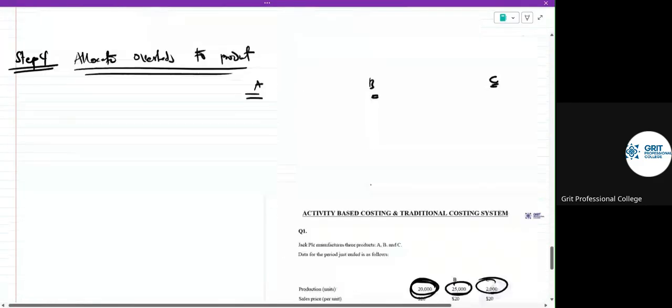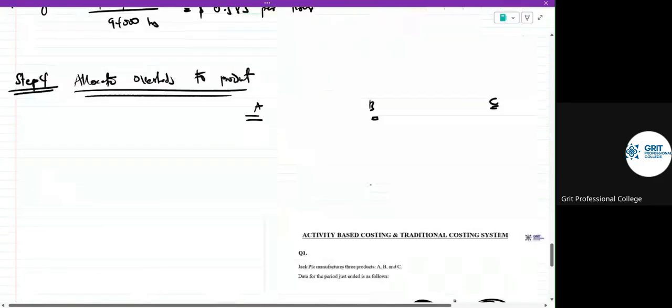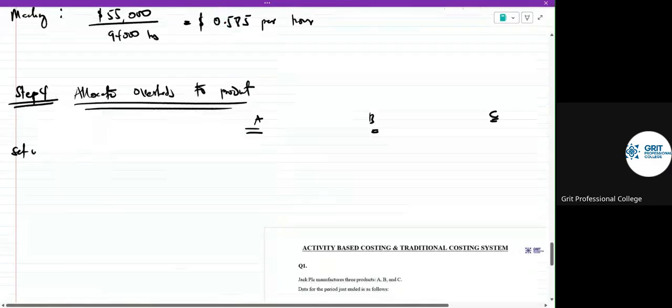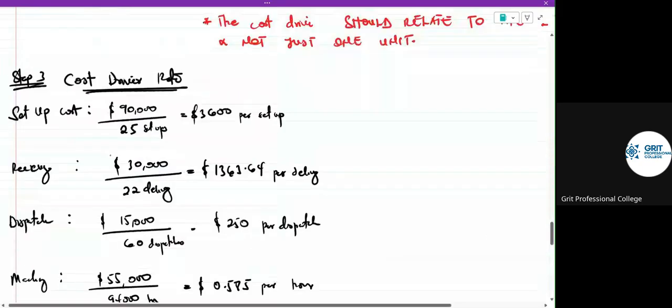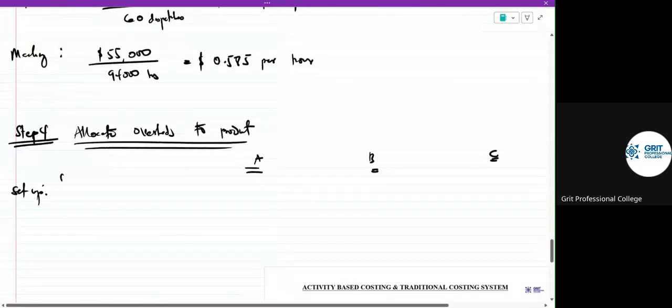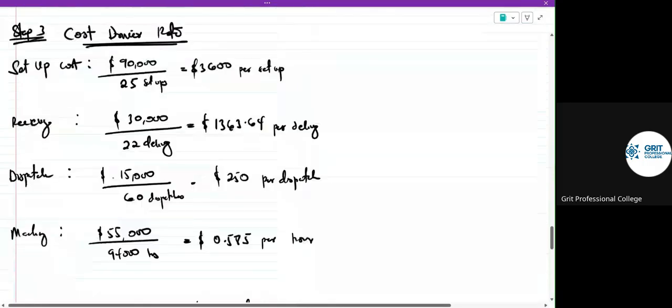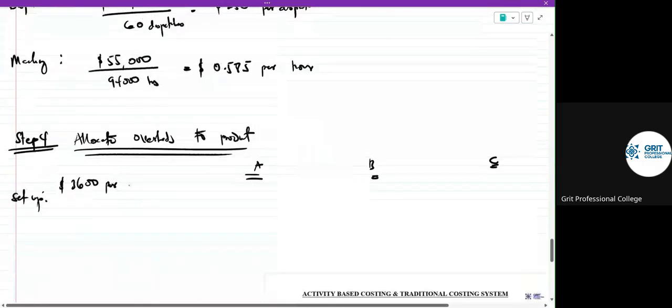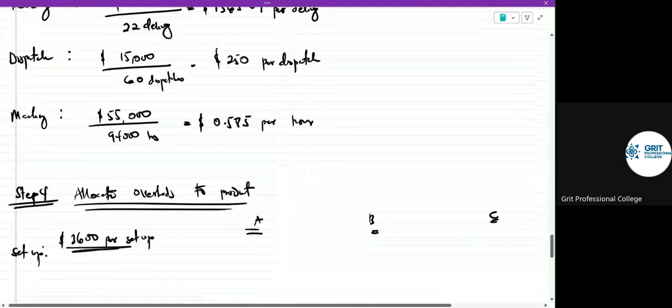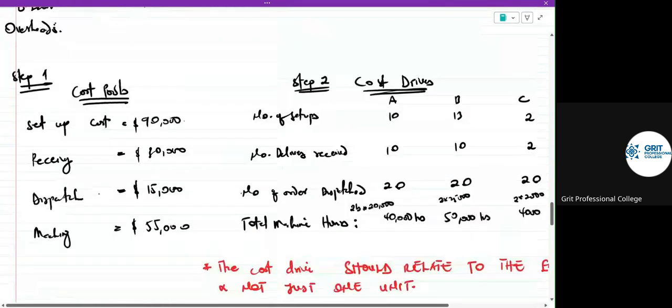All right. So we'll start with the first cost pool, which is the setup. The cost driver rate that we calculated, which is the basis on which we are going to absorb the overhead, is 3,600 per what? Per setup. Now we are saying out of this rate or out of this cost, how much did A contribute? A contributed what?